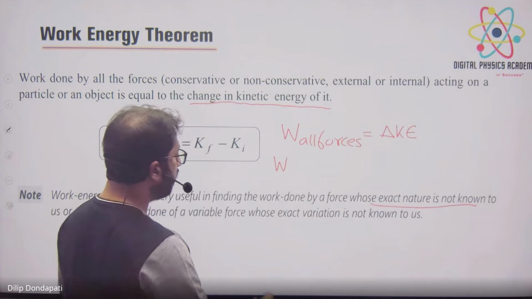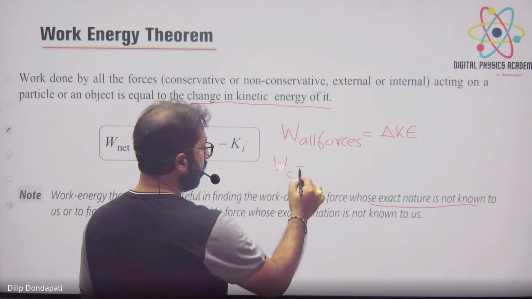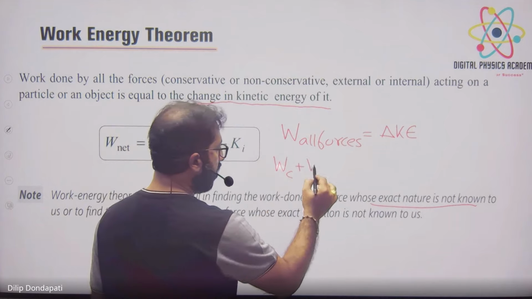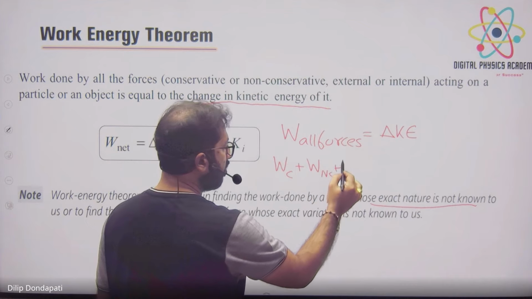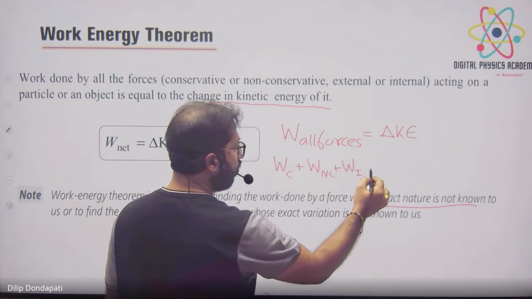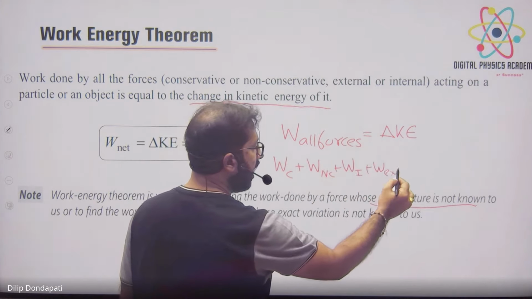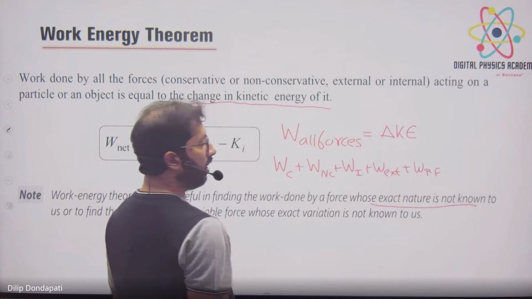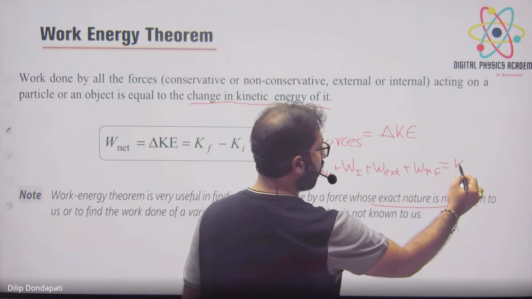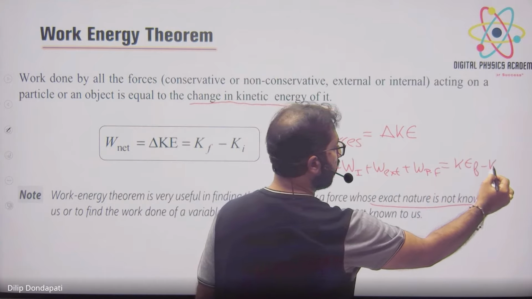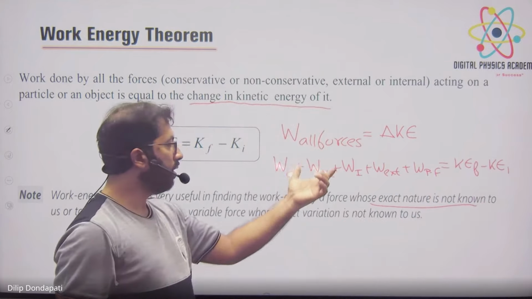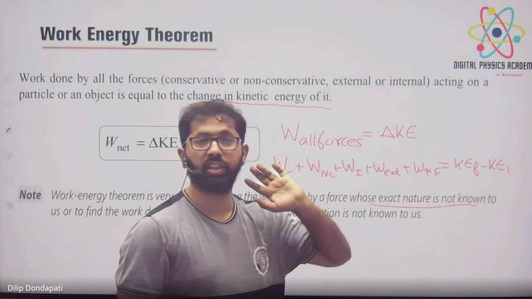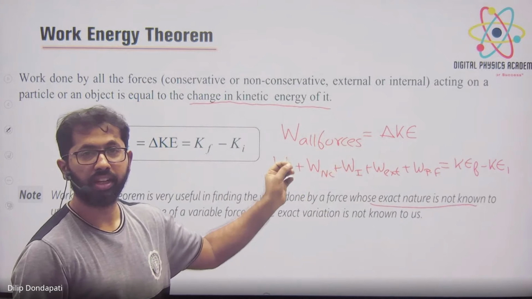Work done by all forces means work done by conservative force, work done by non-conservative force, work done by internal forces, work done by external forces, and work done by pseudo force also. If you add everything, it is equal to final kinetic energy minus initial kinetic energy. If you miss any work done, the answer will be wrong.